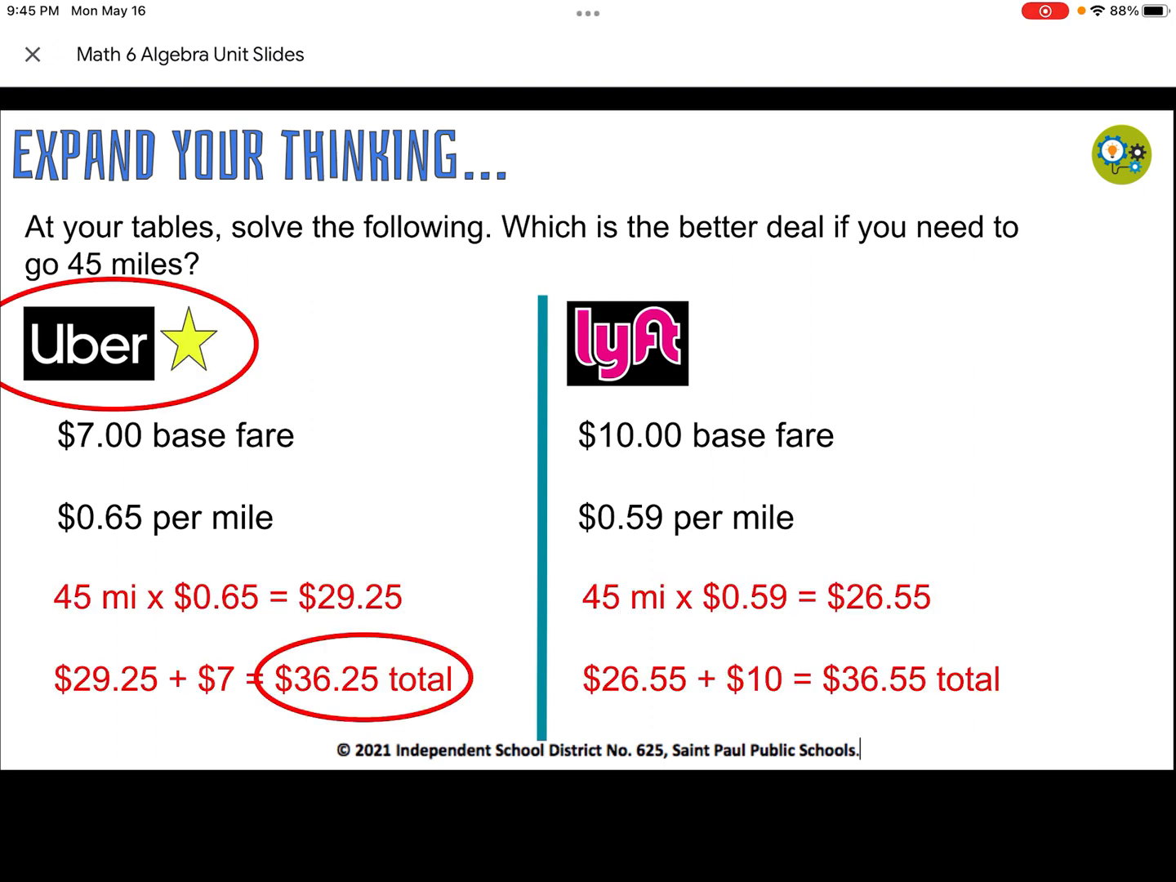All right. So Uber, in this case, is the best deal. You would multiply 45 miles times 65 cents per mile, which is $29.25. And then you add in the $7, so it's $36.25. With Lyft, you're going 45 miles and paying 59 cents a mile, and then you get $26.55. And then you have to add back in that base fare, so it's $36.55. It's not a huge difference. I know that if I go on Lyft, I get miles on my airline miles. So that might be the difference. Worth it to pay the extra 30 cents? I don't know. All right.